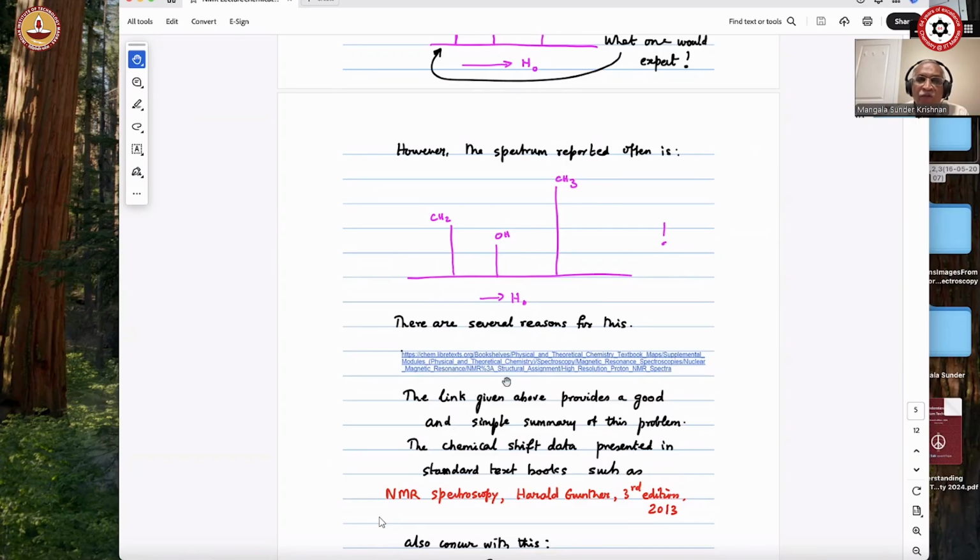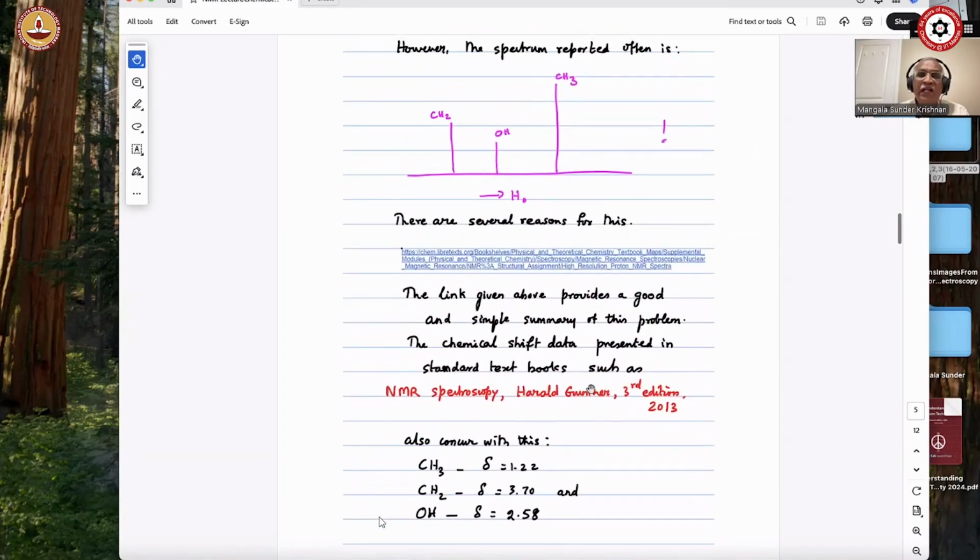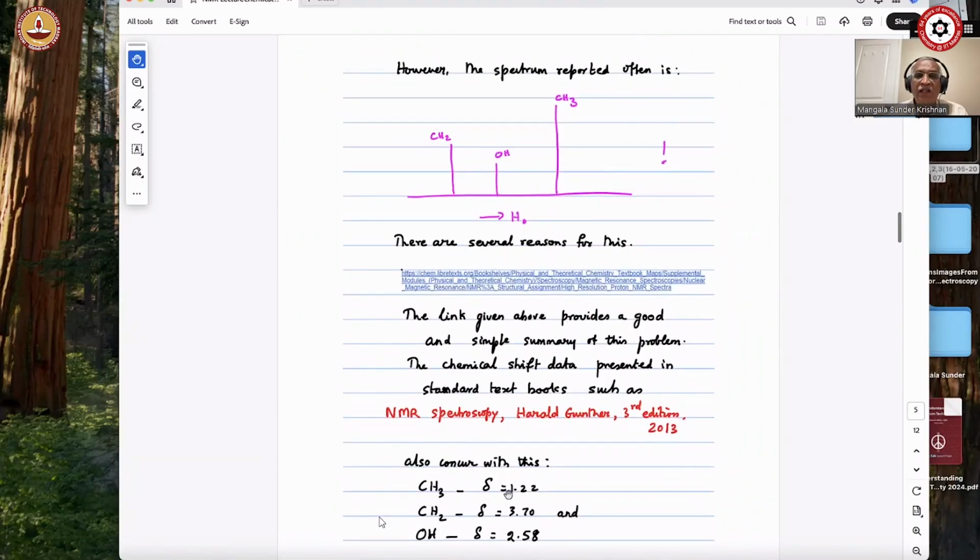The link above also gives more, and there is a beautiful book which you may not have access to, but the IIT library has it. So while you are here, you may be able to get access to this book. The book is called NMR Spectroscopy by Harald Günther. It is a very detailed and very practical textbook that also gives you explanations. And the chemical shift data are presented in many textbooks, for example the delta, what we call the chemical shift.